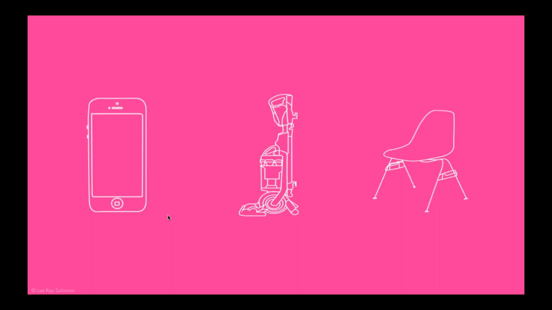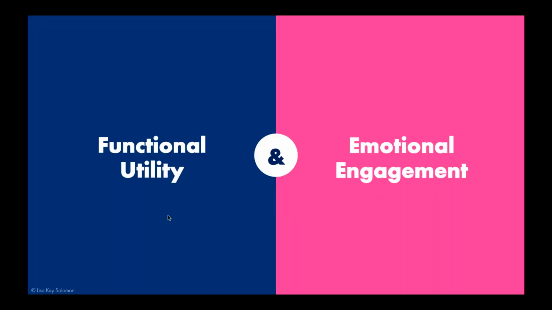But we call them well designed because they do 2 important things. They deliver functional utility and emotional engagement. And a lot of times it's this emotional engagement that's often left out. We think of things driven by engineers to get a job done, and we don't think about the user experience and how they feel while they are experiencing the product or service, or in this case, conversation.